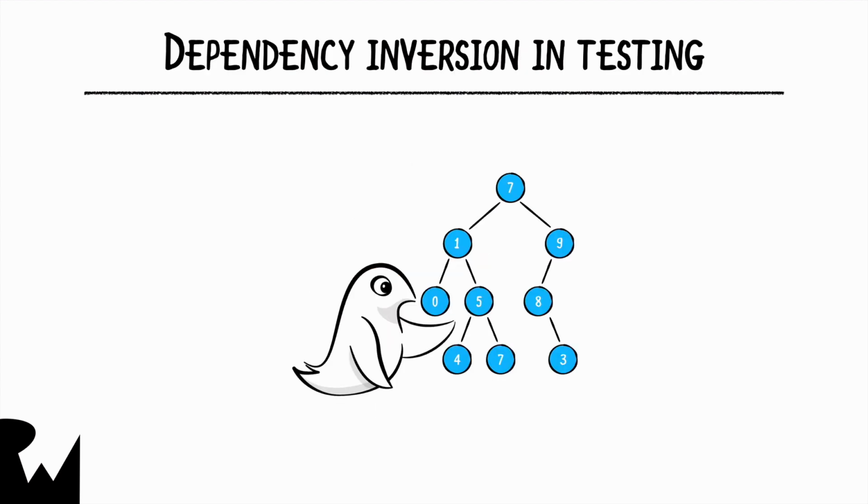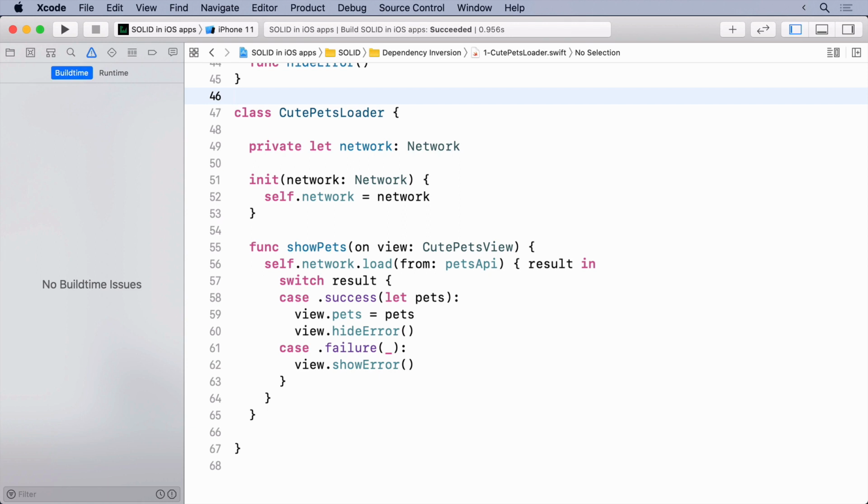Dependency inversion in particular helps us set up tests easier and makes them less brittle. We're going to use the cute pets loader from the end of part 1, which, if you remember, focuses on dependency inversion and also uses some of Liskov substitution. This is the cute pets loader, and if we were to test this, given it uses dependency inversion, it would actually be pretty easy. Let's take the example that if data is loaded correctly, it's displayed on the pets view.